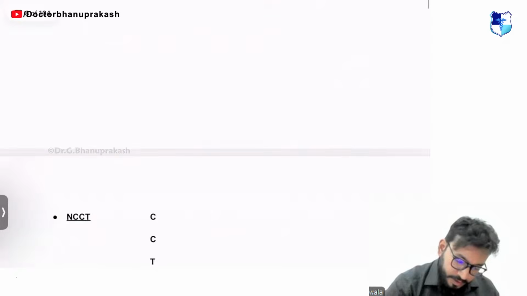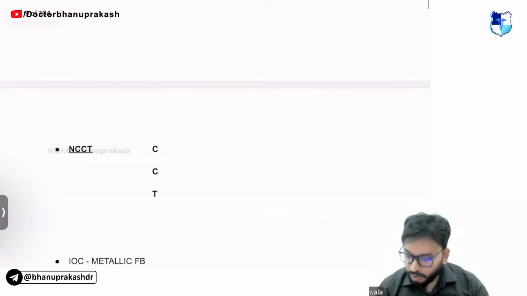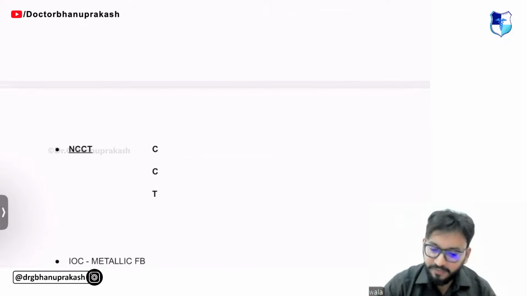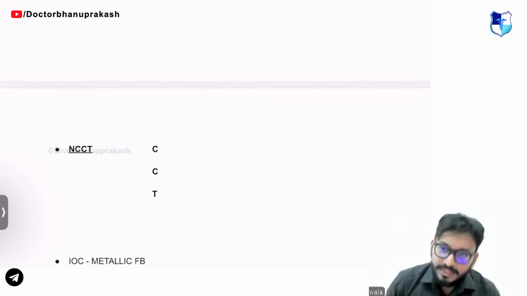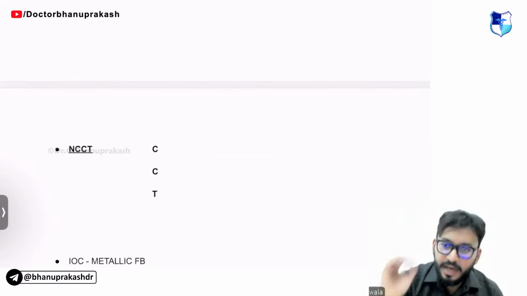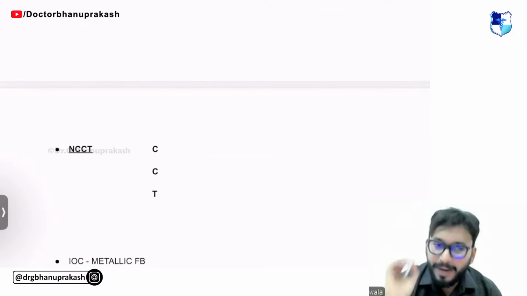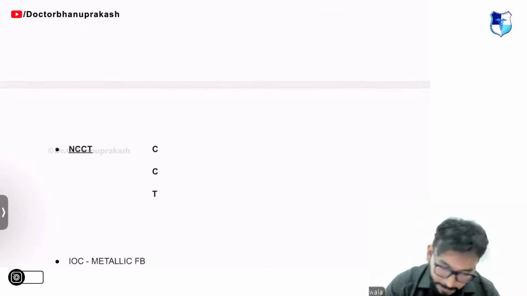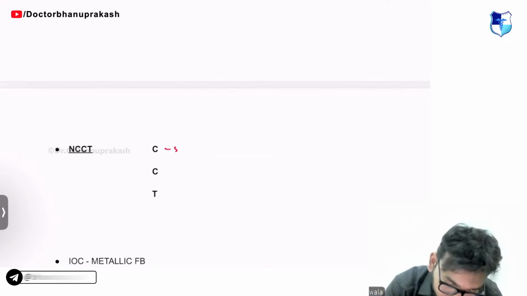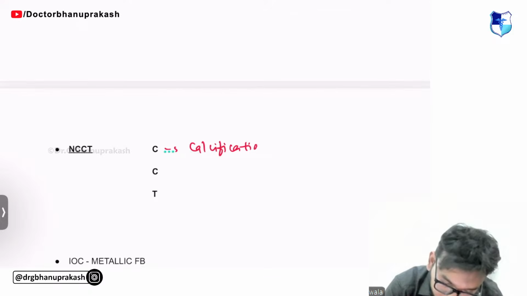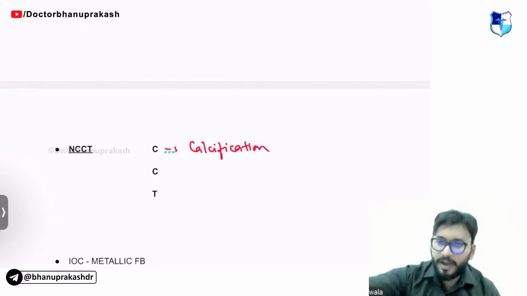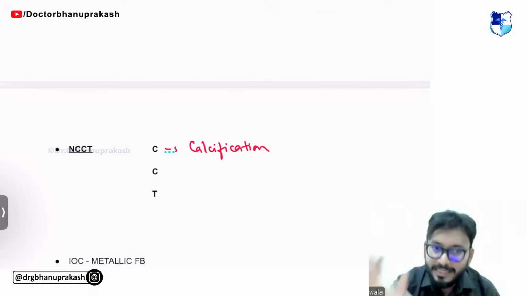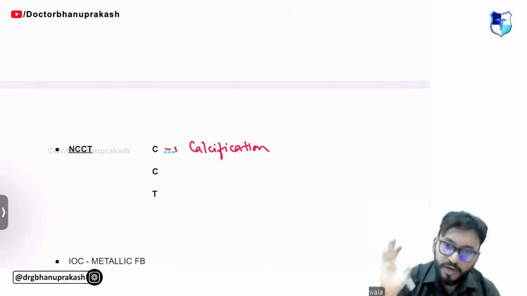Let's move on. Okay, a simple mnemonic here, guys. This is a very simple mnemonic that I've created for you: NCCT is the investigation of choice. If a question comes in the exam and any of these are given, and the question is what is the investigation of choice, blindly you can mark the answer as NCCT. So what is this? First C stands for calcification. Any calcification, the first answer has to be NCCT: NCCT brain, CT scan of abdomen, wherever. CT scan is the first choice to look for calcification.